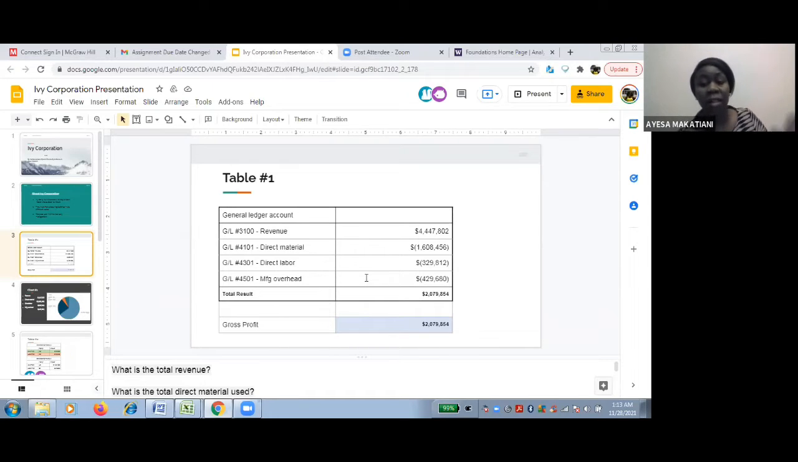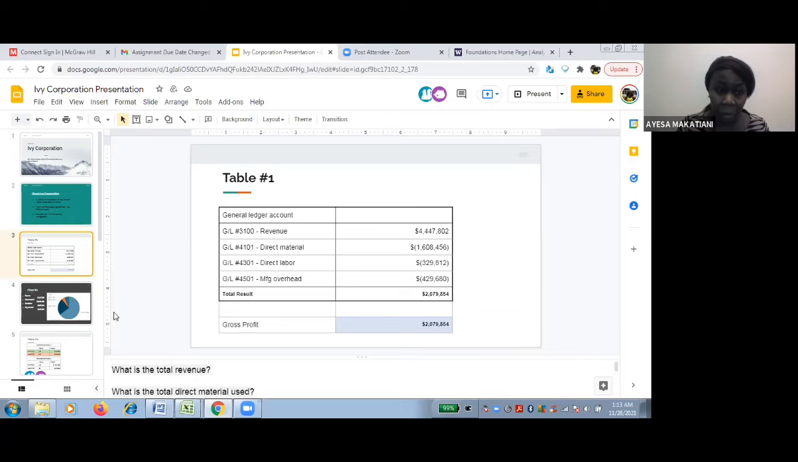So the total expenses that the company had from manufacturing is 2,079,854. All these expenses were then deducted from the revenue which the company received, and they were able to get a gross profit. The gross profit is just the basic amount before expending the other administrative and selling costs.